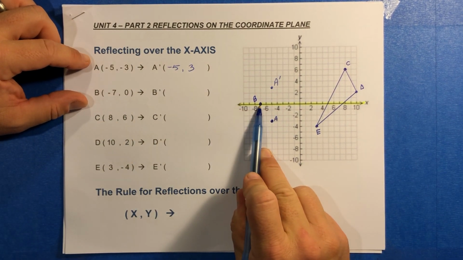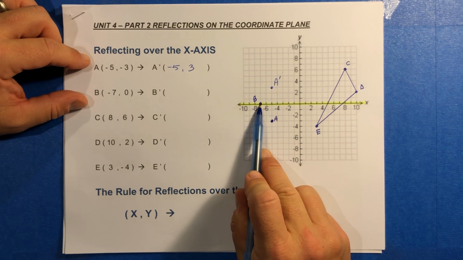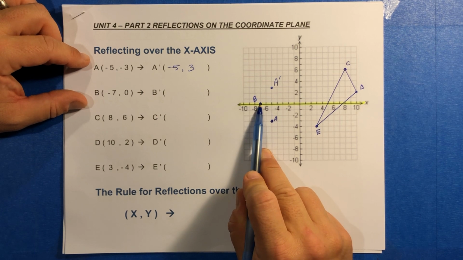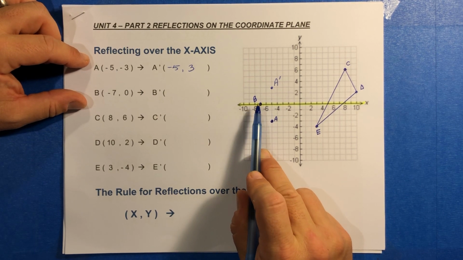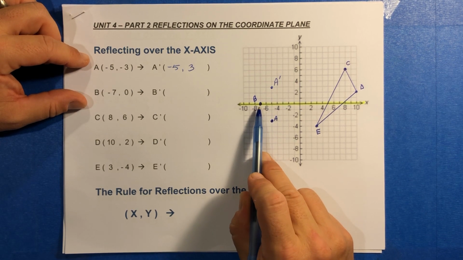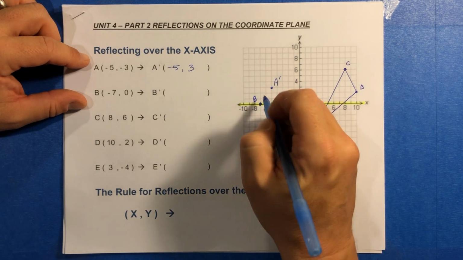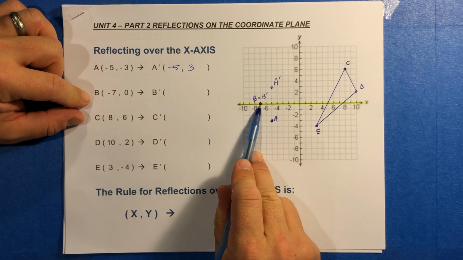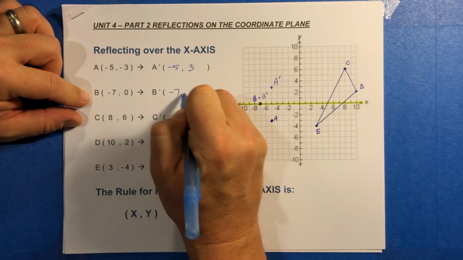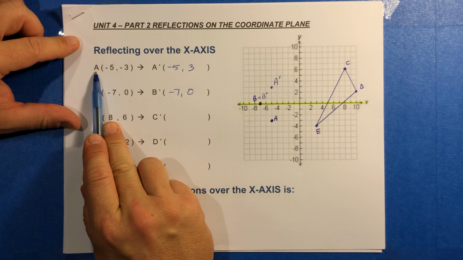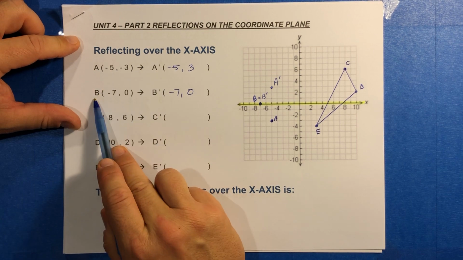-7, 0, this is an interesting one. -7, 0 is actually on the line of reflection. So if you think about it, how far away from the line of reflection is point B? Well, it's 0 units away, it's on the line. So it's not going to go above, it's not going to go below. As a matter of fact, B equals B prime, the same coordinate, since this point will not reflect anywhere else since the original point was on the line. -7, 0 remains where it is. So far we've had pre-image A becomes A prime, B becomes B prime.